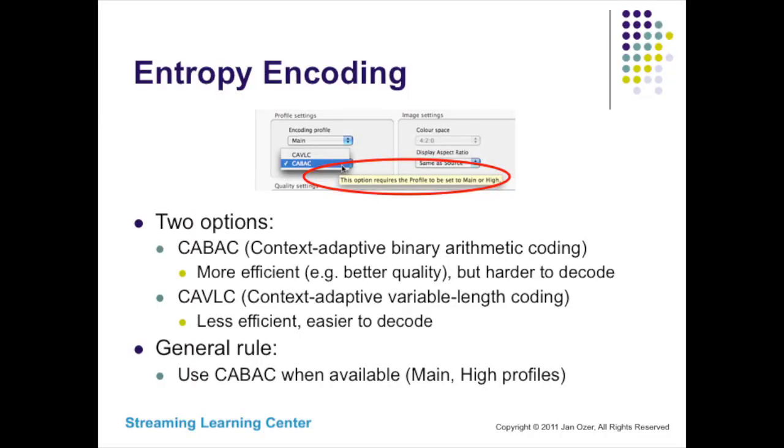Okay, so that's profiles and levels. The next option you see in most H.264 encoding tools is called entropy encoding. CABAC is the high quality option. It's more efficient, but it's harder to decode. CAVLC is less efficient, but easier to decode. The general rule is use CABAC when it's available. It's not available for the baseline profile. It is for the high and main profiles.